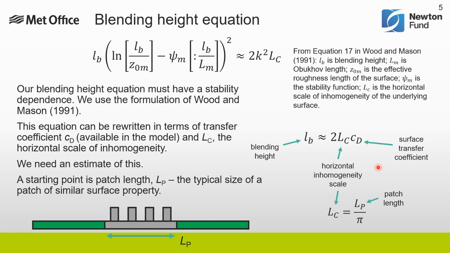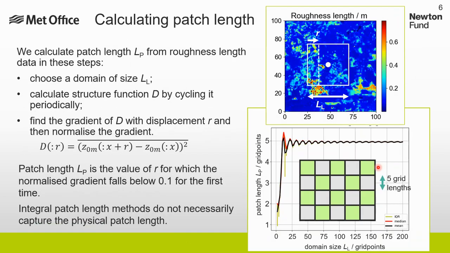An important thing about this equation as well is it's stability dependent. So that psi_m function you see at the top there is stability, because we want the blending height to respond to changing stability. So here's a method we've come up with to define the patch length. It's a sort of threshold method. It's quite tricky to describe in the few minutes I have here, so I'm going to try and do my best as quickly as I can.